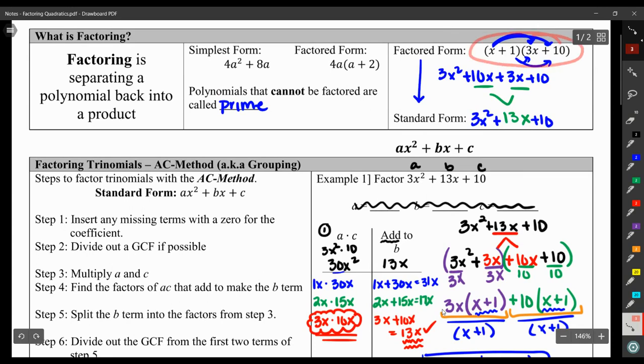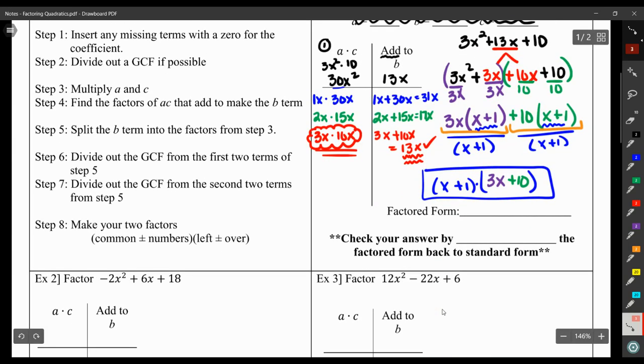So the process of factoring is getting from standard form and breaking it back up into whatever was used to multiply it to get to it in the first place. Now, you can always check your answer by multiplying factored form back into standard form.